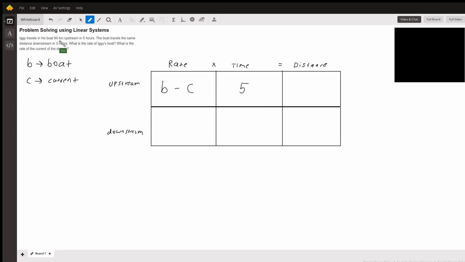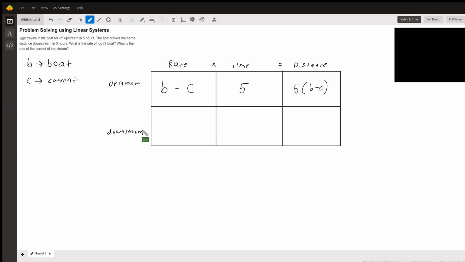Now you might be saying, well, the distance is 60 kilometers. Yes, it is 60 kilometers, but the distance he travels upstream is 60 kilometers, and we're just looking for the distance in terms of our variables right now. In other words, our distance 5 times parentheses b minus c is going to be equal to our 60 kilometers. You'll see what I mean in a minute.